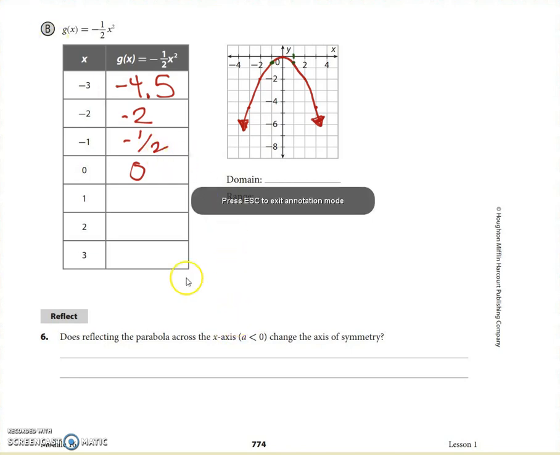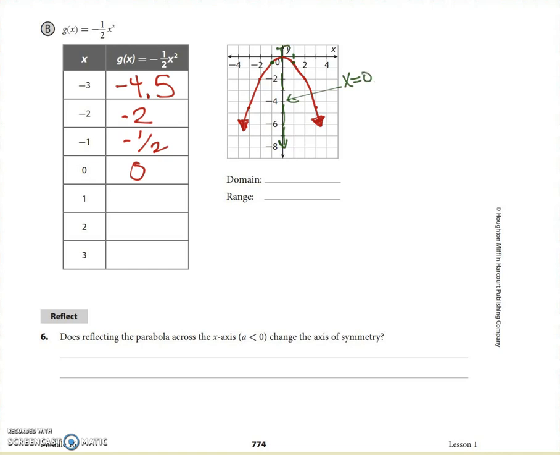All right, so on problem 6 here it says, is changing the value of a or making the value of a less than 0 going to change the axis of symmetry? And the answer to that would be no, because once again the axis of symmetry is the y-axis, or in other words, x is equal to 0.